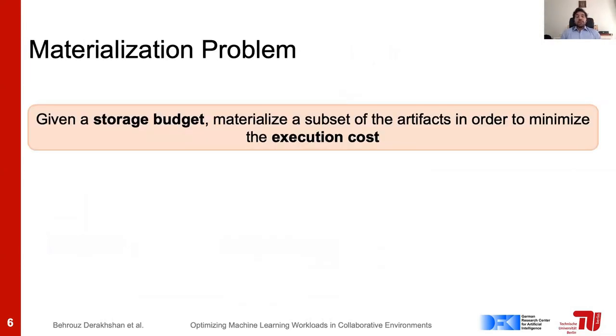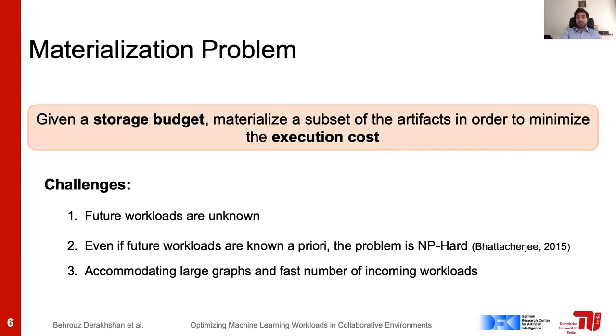Now, the materialization problem. As I said earlier, the size of the intermediate data is very large and we cannot store everything. Therefore, given a specific storage budget, we would like to materialize a subset of the artifacts in order to minimize the execution cost. There are several challenges. For example, future workloads are not known beforehand. And even if they are, this problem has been shown to be NP-hard. And lastly, any solution must accommodate large graphs and a fast number of incoming workloads, which is typical in collaborative environments.